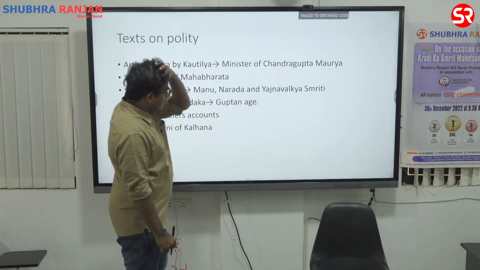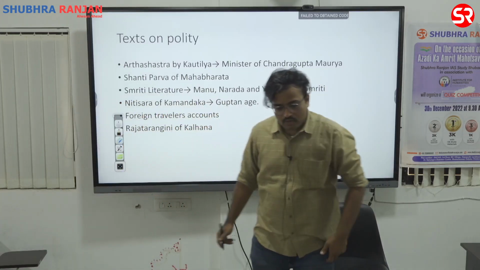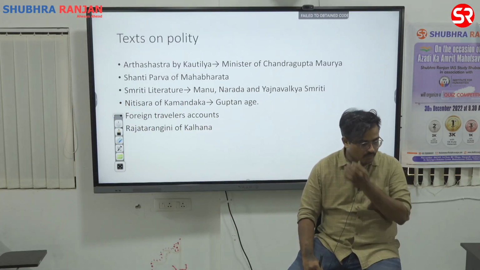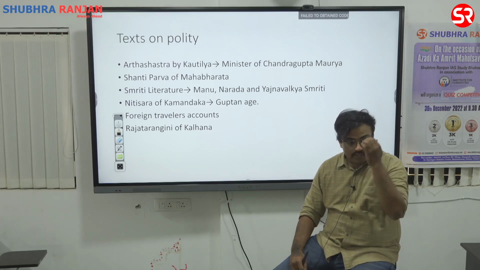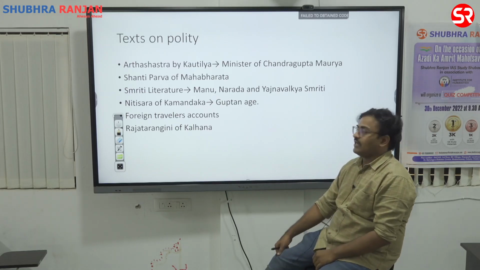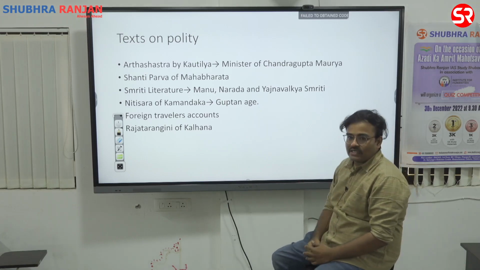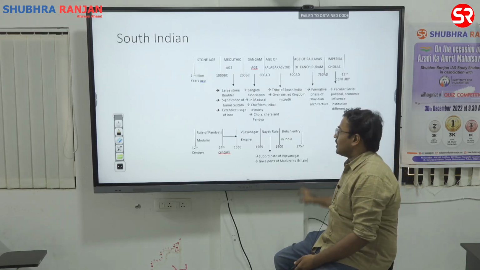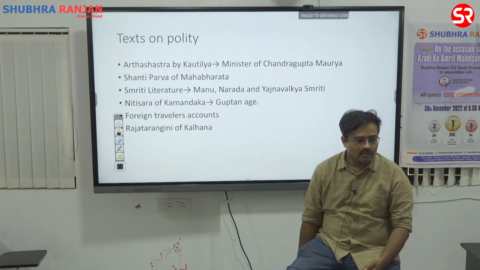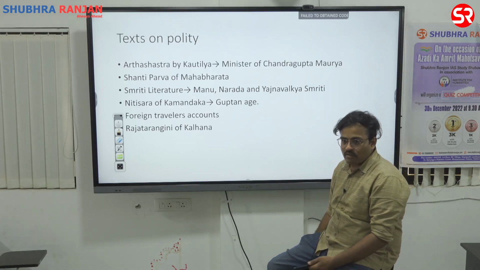First one is texts on polity. I have already talked about all the texts on polity. So you go to the first part in the handout. Texts on polity is the first one, right? Or is there something missing before? Nothing, right? So texts on polity, number one is Arthashastra, Shanti Parva, Smriti literature, Nitisara of Kamandaka, then foreign travelers' accounts, Rajatarangini of Kalhana. So all of these are important texts on polity.